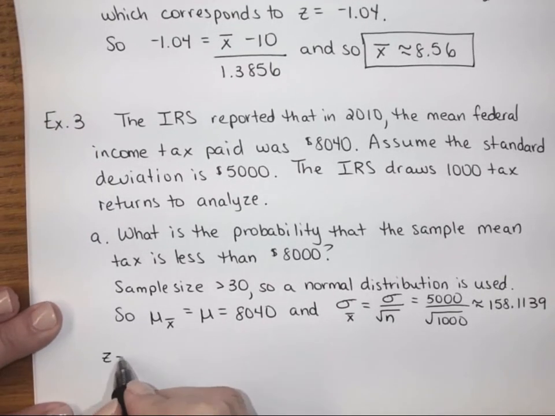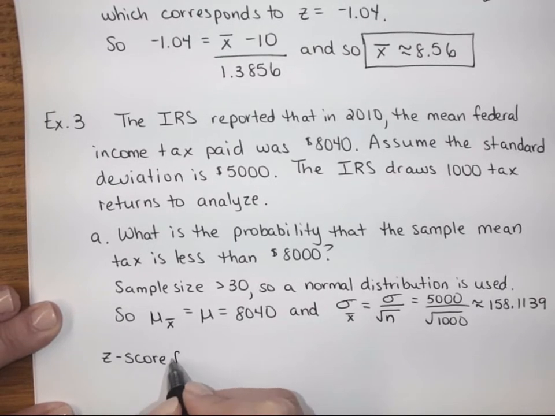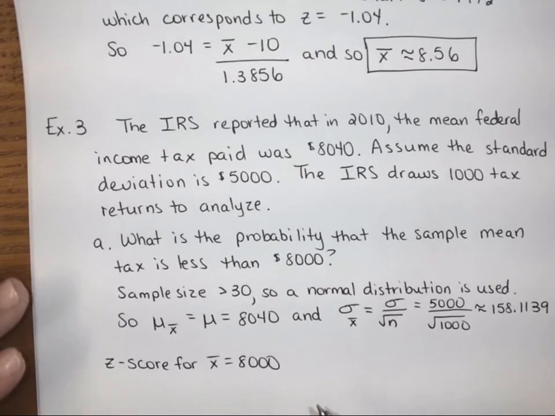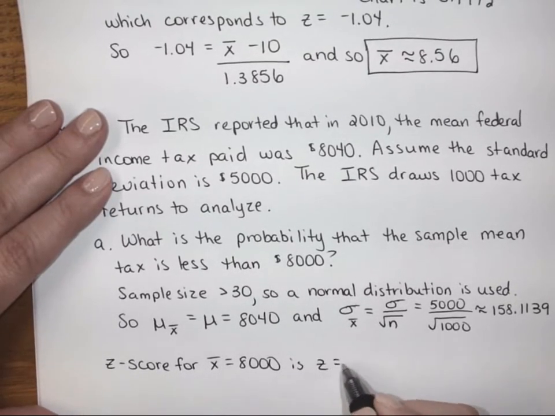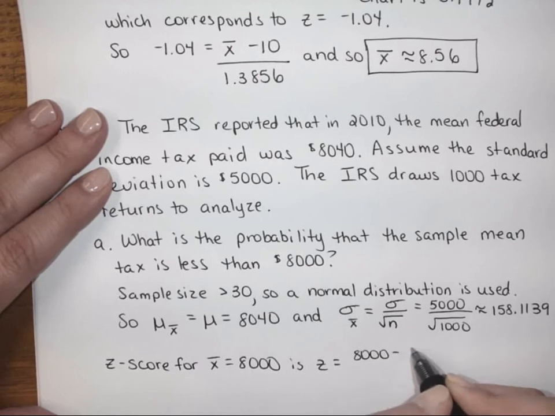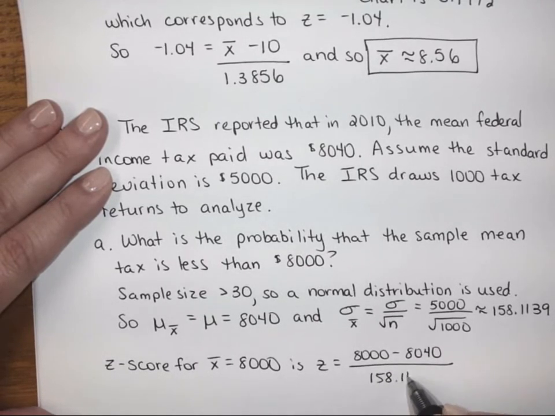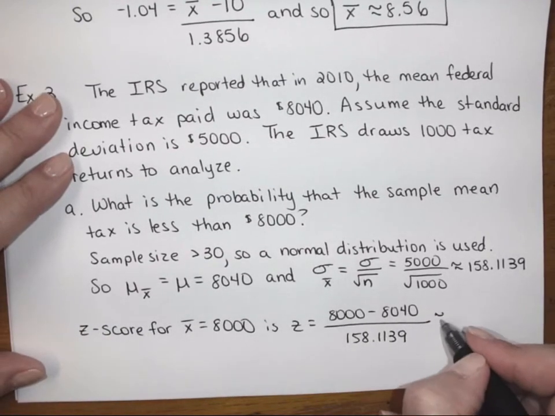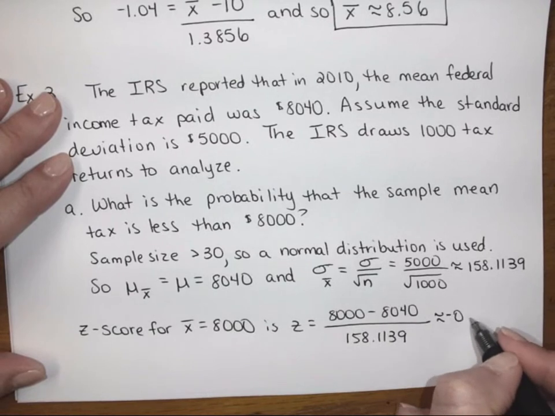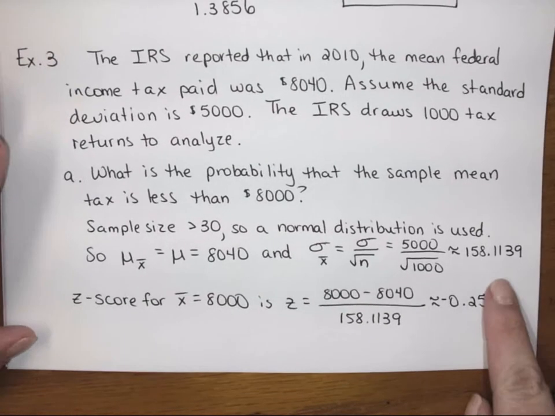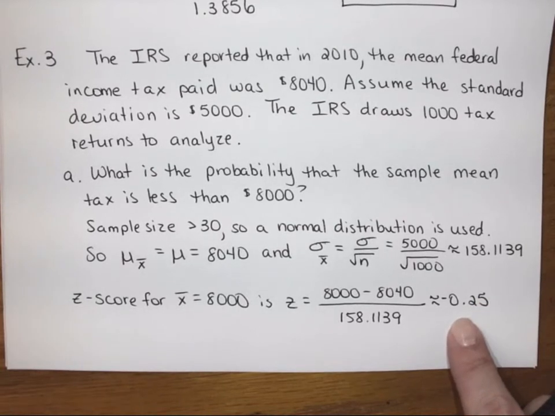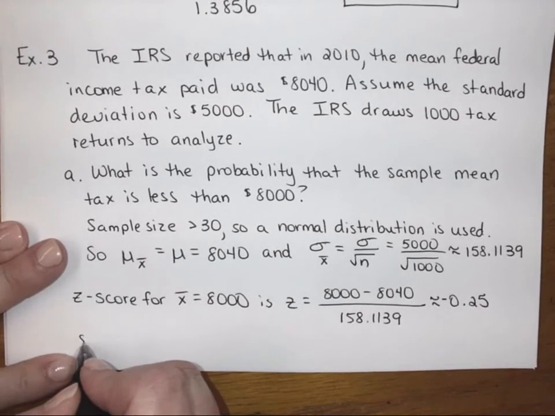Okay, so let's figure out the z-score. The z-score for x bar being 8,000, which is the value we were asked about, is z equals that value minus the overall mean, over the standard deviation we just found for the means. That equals about negative 0.25. Notice we need 4 decimal places for the standard deviation, but we always just need 2 for the z-score, because your chart only reads 2 decimal place values anyway.